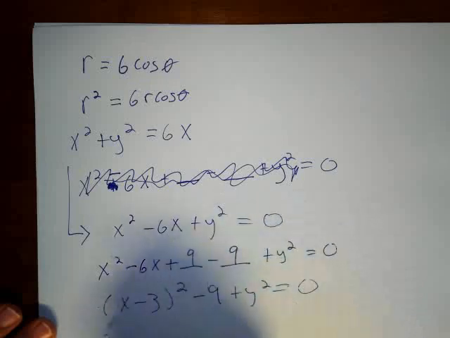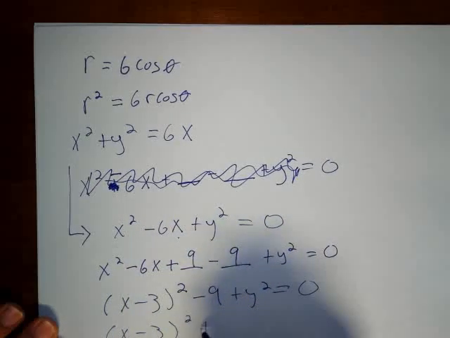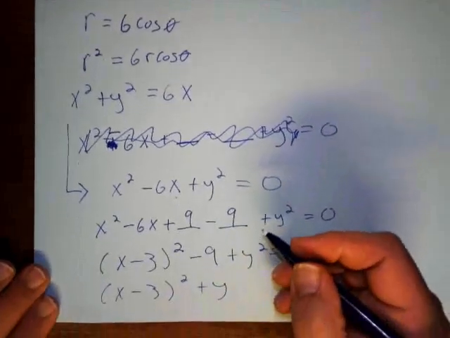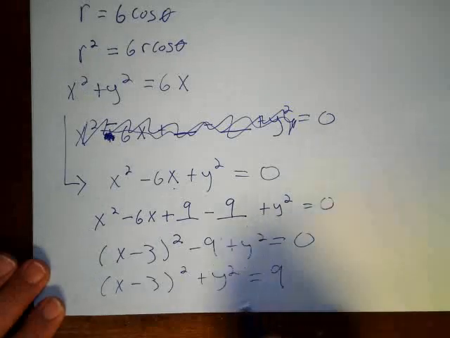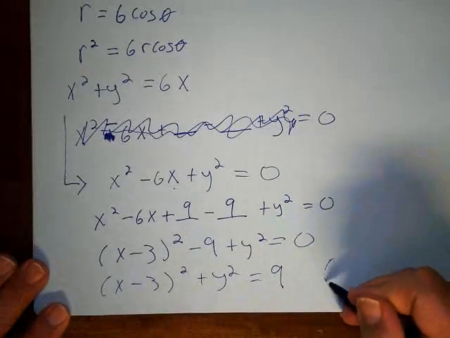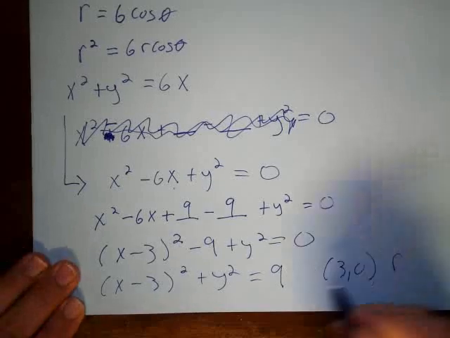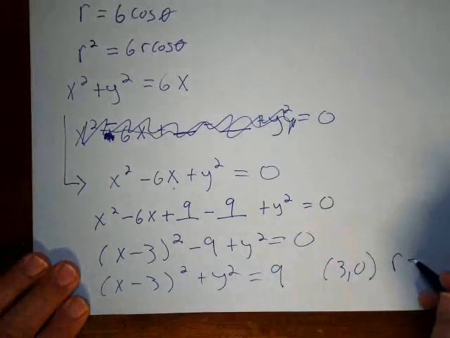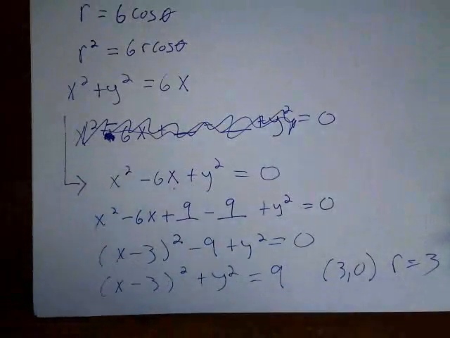And then I can move the 9 to the other side. x minus 3 squared plus y squared is equal to 9. So this is basically a circle with a center of (3, 0), and a radius of the square root of 9. So a radius of 3. Okay.